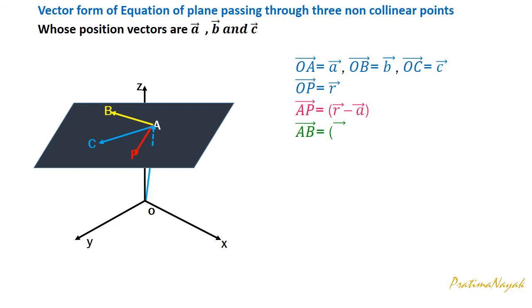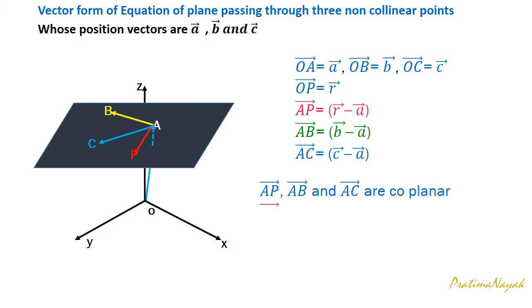So AP vector is equal to R vector minus A vector. AB vector is equal to B vector minus A vector and AC vector is equal to C vector minus A vector. And here AP vector, AB vector and AC vector are coplanar. So their scalar triple product is 0. So AP vector dot AB vector cross AC vector is equal to 0.